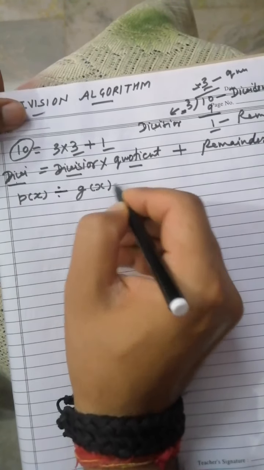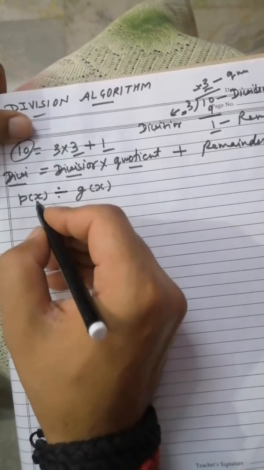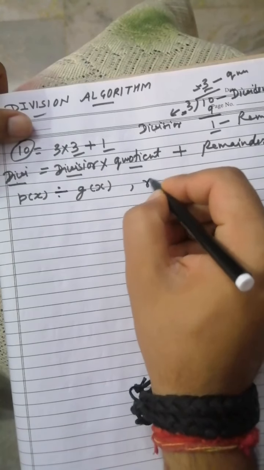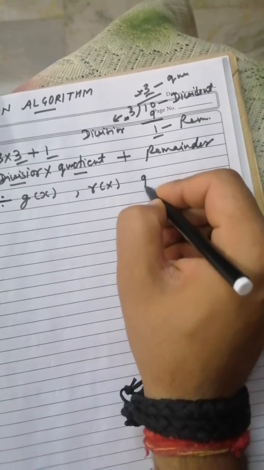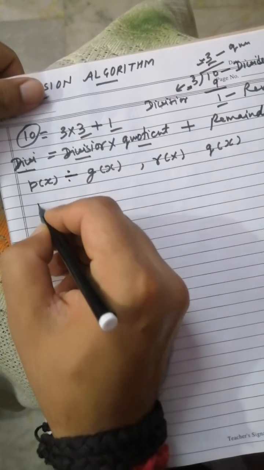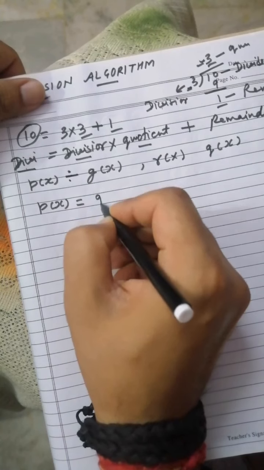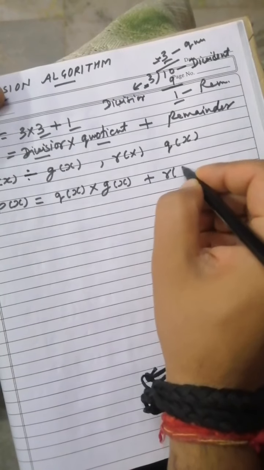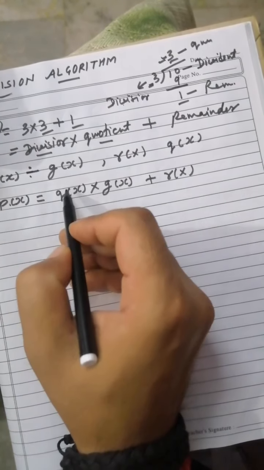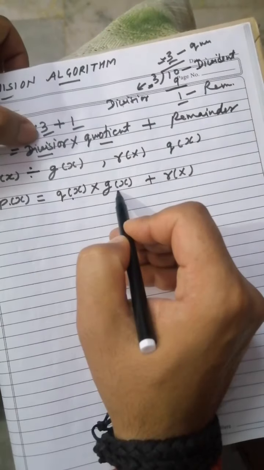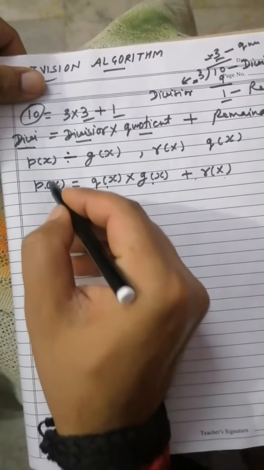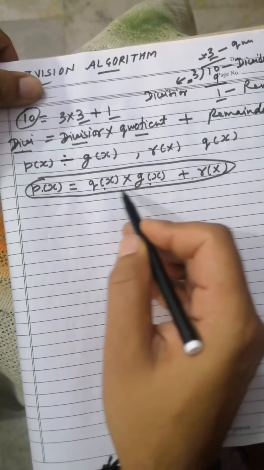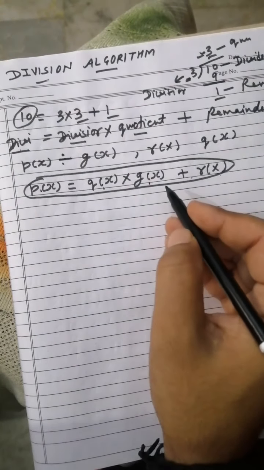So for dividend, if I am going to write, dividend means px is divided by gx. Suppose px is any polynomial which is going to be divided by gx, another polynomial, and we are getting remainder rx where the quotient is qx. So I can write px equals to qx multiply by gx plus rx. Here you can see px means dividend equals to qx quotient multiply by divisor plus remainder rx. So this formula is called division algorithm. Px equals to qx multiplied by gx plus rx. That is the division algorithm.